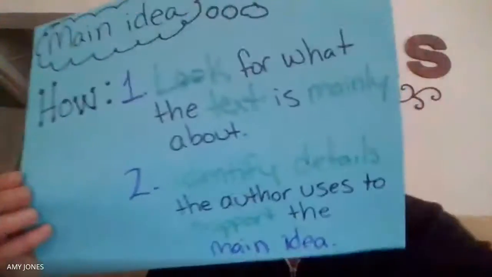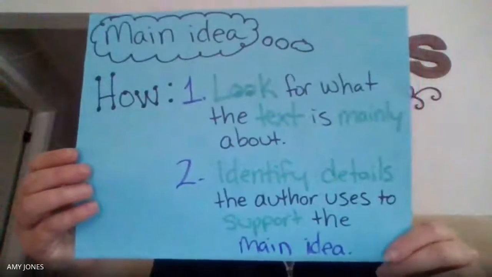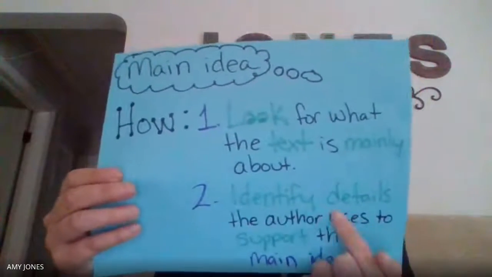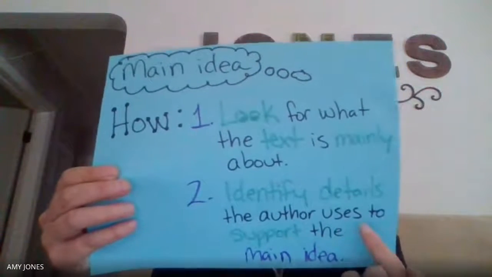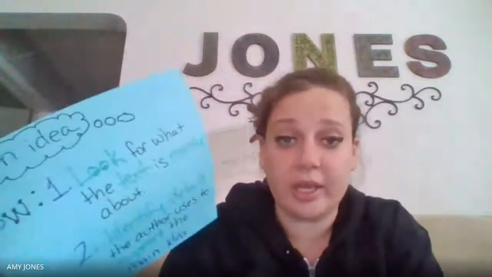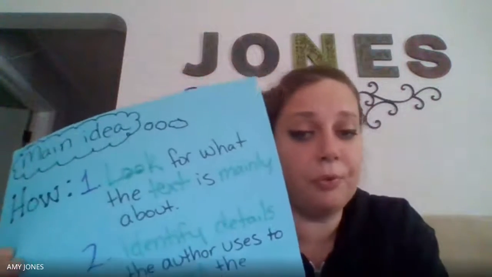The first thing we do is we look for what the text is mainly about. The second thing we're going to do is identify details the author uses to support the main idea, to prove that this is what the text is all about.